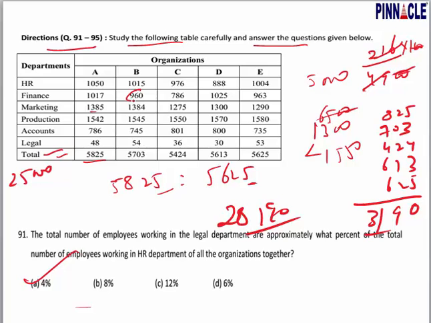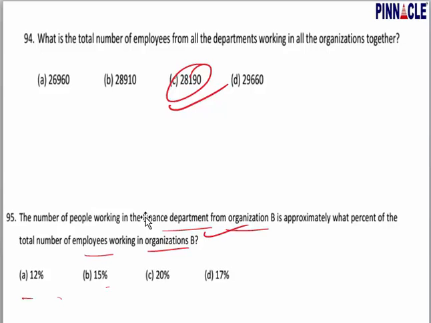B, this is finance department, 920. And total are 5703. So 920, 960 divided by 57. Here you can write instead of 5703, you can write 5700. Now 96 divided by... you can say 960 divided by 57. It will be around more than 16.